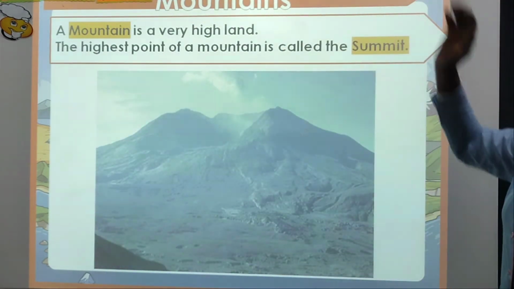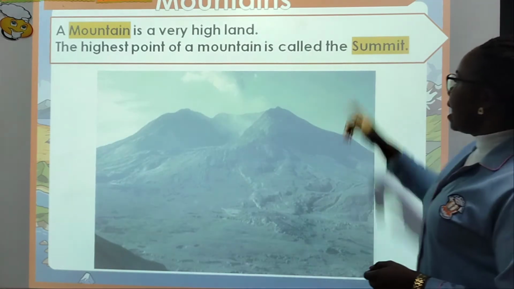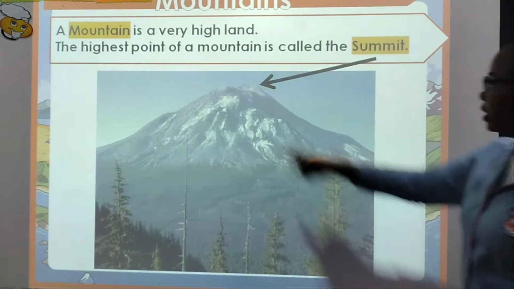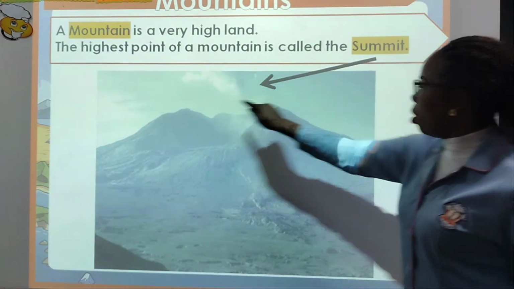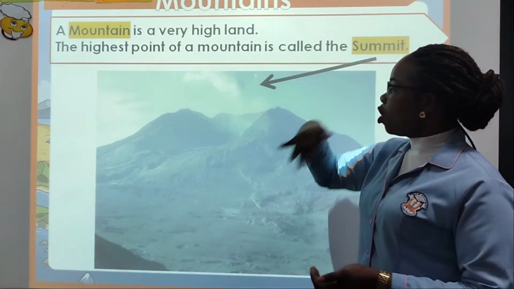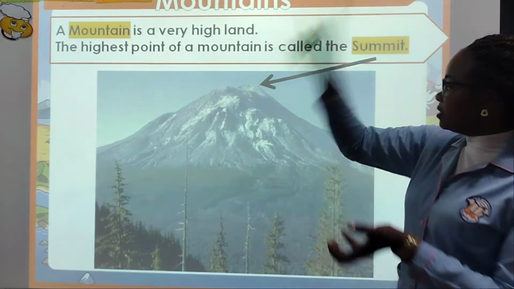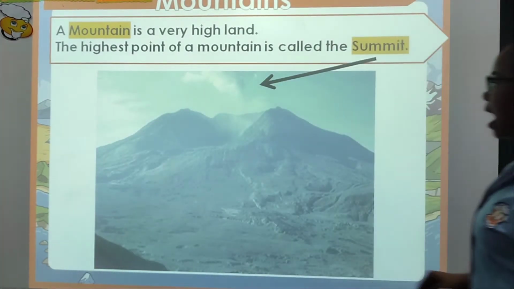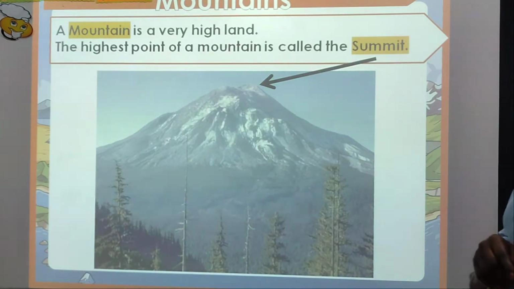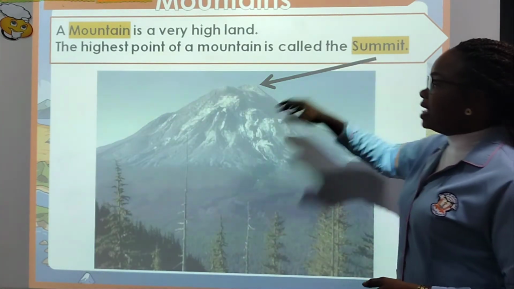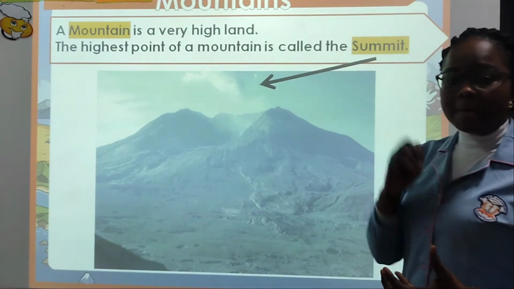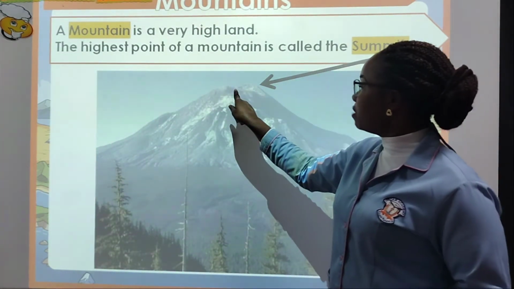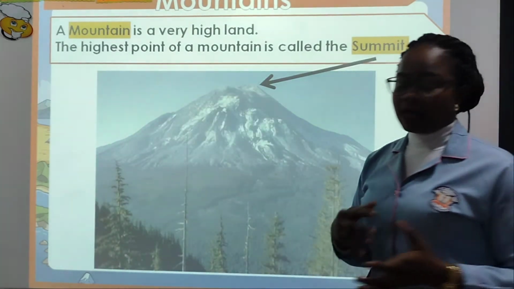The highest point of a mountain is called a summit. Now, let me show you the highest point of a mountain. This one is the highest point. All this part is called the highest point. This is it. The highest point, and it's also called the summit. The highest point of a mountain is called what? Summit. The highest point of a mountain is called a summit.